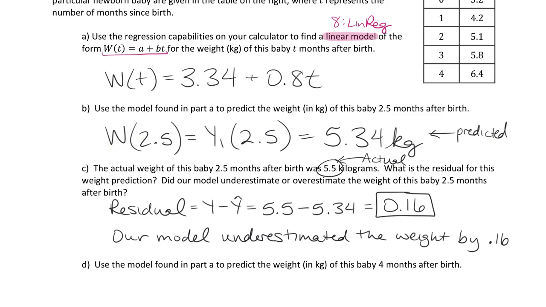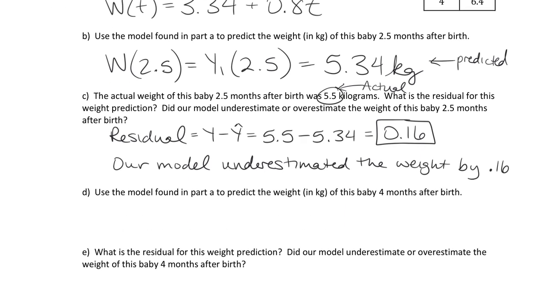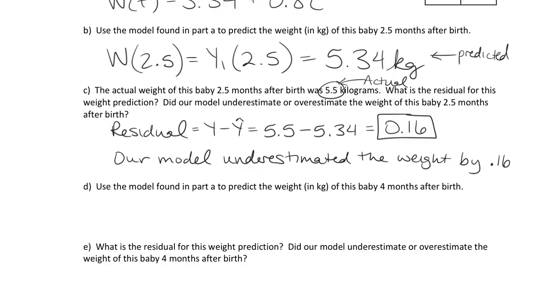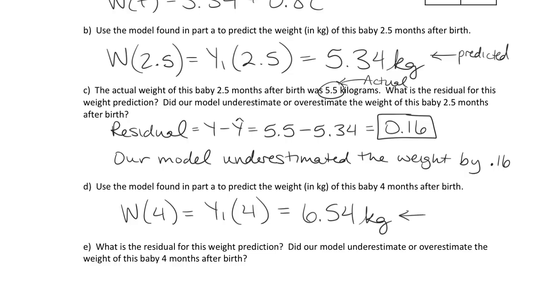When we did part D, which you did on your own, it says use the model found in part A to predict the weight of the baby 4 months after birth. Hopefully in your calculator, to find W of 4, you did Y1 parentheses 4 close parentheses. Did you get 6.54 kilograms? Yes. Now that's my predicted, so that's Y hat, right? Part E says, what is the residual for this weight prediction?